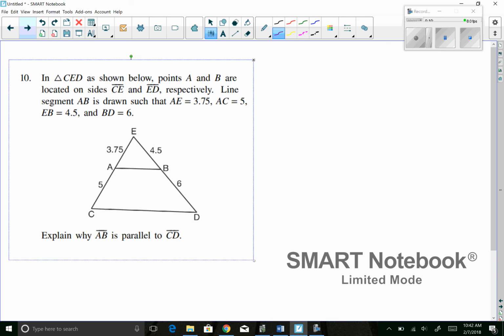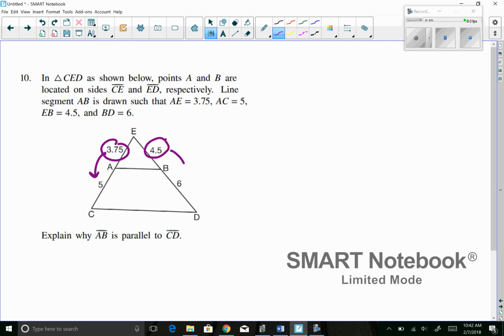Number 10 is another one of those side splitter theorem questions. It's just asking is this parallel or not, though. All right, we actually did this one in class. It was in the notes. So one of the things that we were able to say was, if this relationship is the same as this relationship, the triangles are similar, forcing the two segments to be parallel to each other. So we just have to see if it's the same relationship.